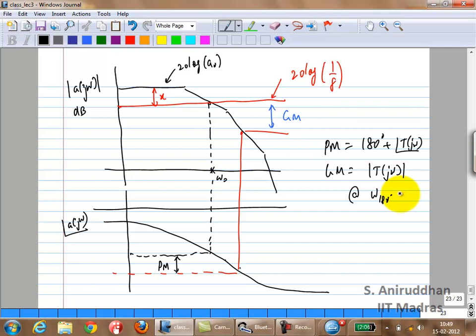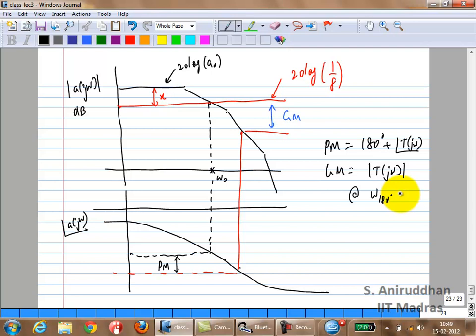So what can you tell about the stability? What do you need the phase margin and the gain margin to be? You need the phase margin to be positive, and you need the gain margin to be negative. Because only if the loop gain has crossed 0 dB before the phase reaches 180 degrees will the Nyquist plot not encircle minus 1 comma 0. So that is your gain margin.